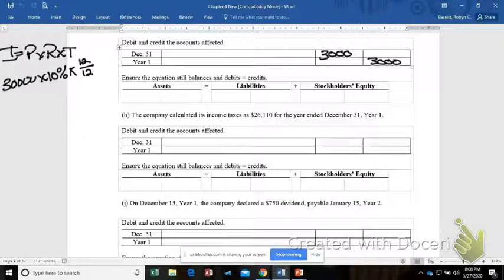No, that's all right. How are we going to record this? It's interest what? Interest expense. Yep. Interest expense and interest payable.